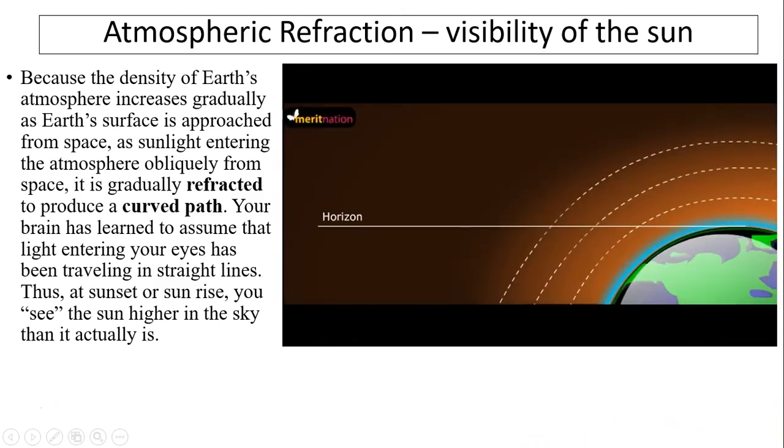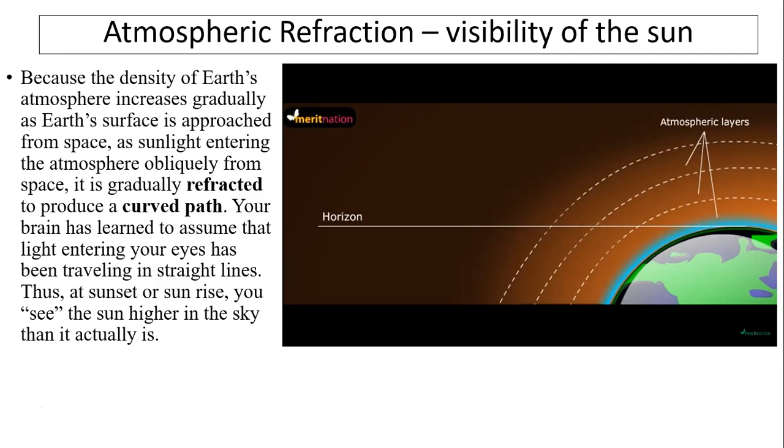Now, this is very interesting. You get to see the sunrise before the sun actually rises. You know what happens? Earth's atmosphere has different layers, and also the optical densities of these layers decrease as you move away from the Earth's surface, that is, with increasing height.